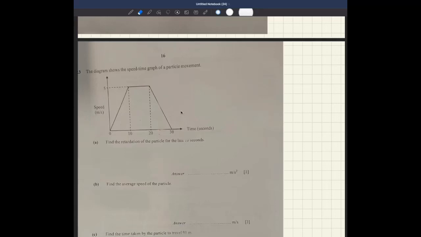So question 23, we have a speed time graph. So some things to note. A speed time graph, the gradient is the acceleration. In this case, part A, they say find the retardation of the particle for the last 10 seconds. So retardation is actually the reverse of acceleration. So retardation equals negative of acceleration.